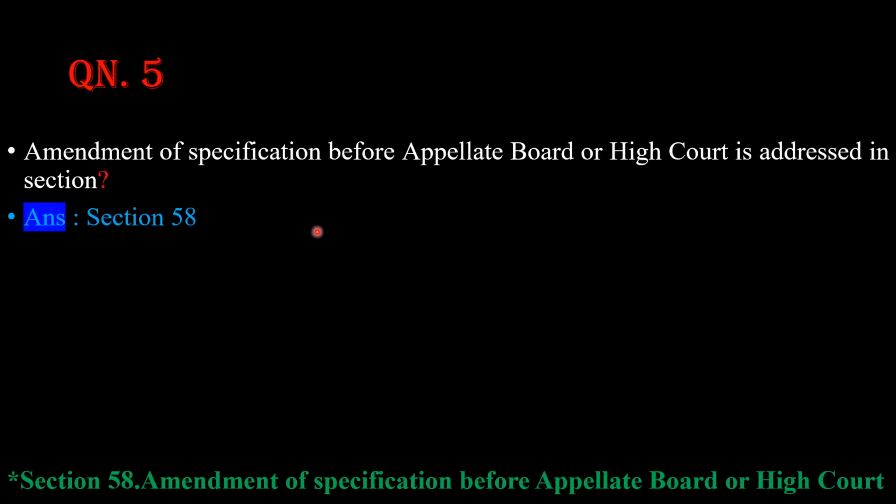Question number 5. Amendment of specification before appellate board or high court is addressed in section. This question indicates in which section. Fine. So the answer is section 58. Okay. And what is section 58? The title of section 58 is Amendment of Specification before appellate board or high court.